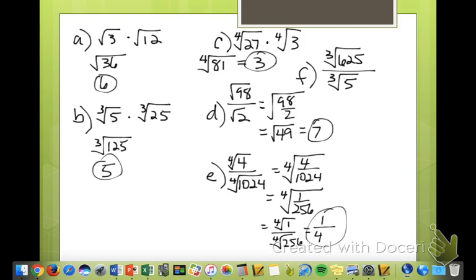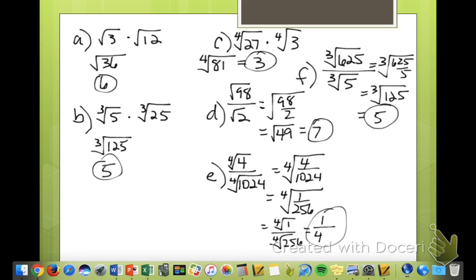Now, finally, let's look at F. So we have the 3rd root of 625 divided by the 3rd root of 5. So neither one of those are even 3rd roots, but you can go ahead and divide them and put them all under one 3rd root. And when you do that, you end up with a number that does have an even 3rd root, which is 5. So again, we use the properties when we are asked to simplify problems.